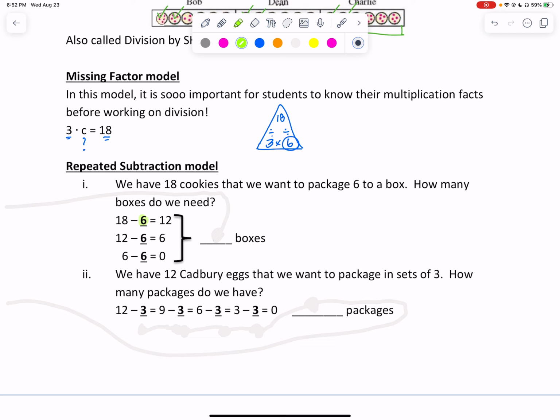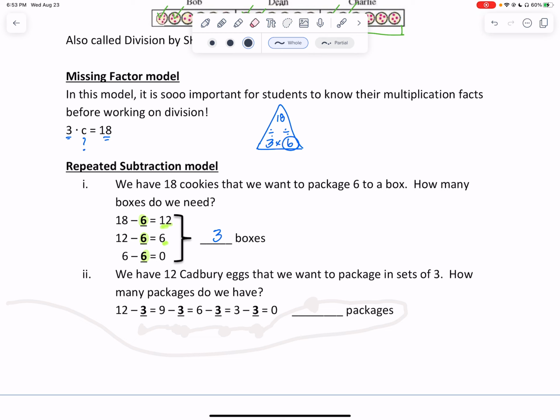We've got 18 cookies. We subtract 6 and put it in the first box. Now we've got 12 cookies left. So out of the 12, we take 6 away. Now we have 6 left, and then we took those 6 away. So we had 3 boxes of cookies, okay?